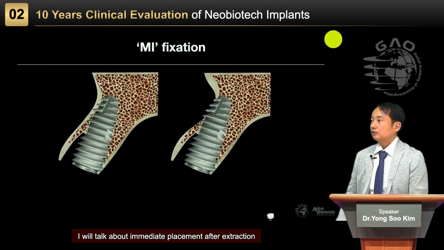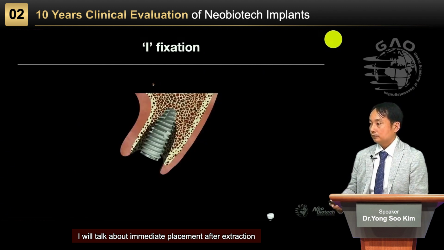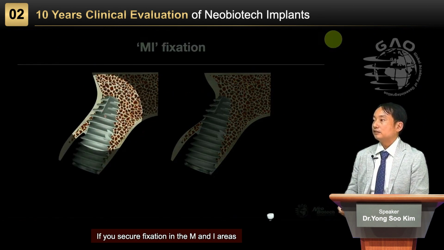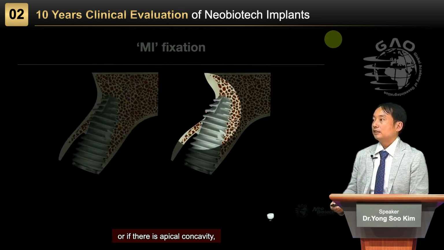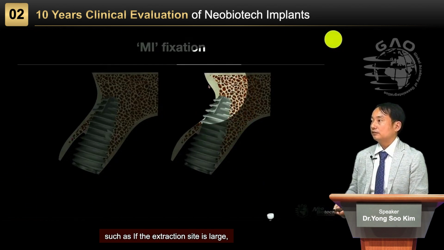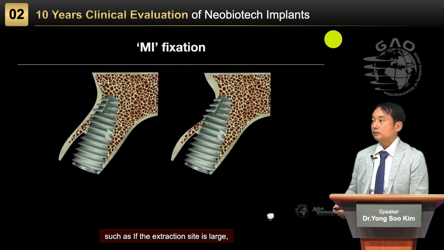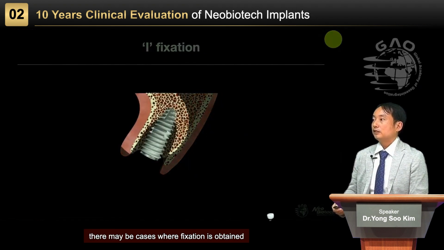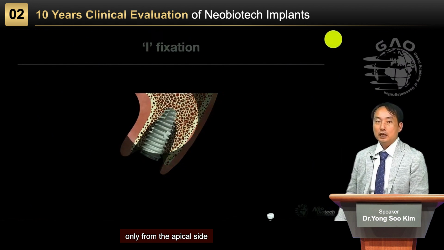I will talk about immediate placement after extraction. If you secure fixation in the M and I areas, or if there is apical concavity, you may need bone grafting in this area. If the extraction site is large, there may be cases where fixation is obtained only from the apical side.